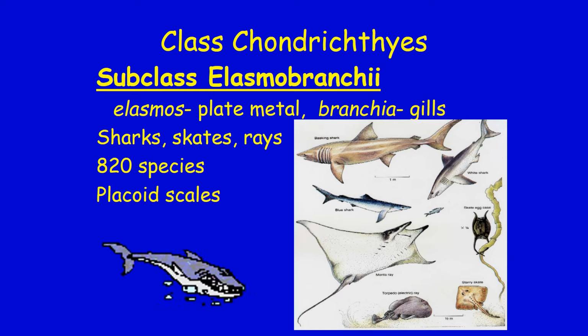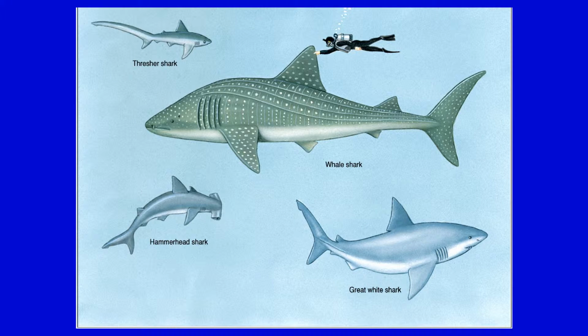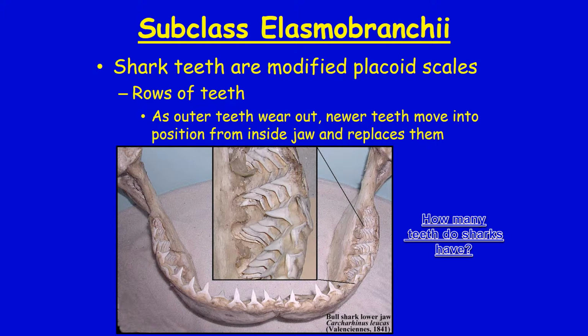Okay, then now we go into a further classification, subclass Elasmobranchii. Elasmo means plate or metal. Branchia refers to the gills. These are sharks, skates, and rays. There's about 820 species, and the plates they're talking about are the placoid scales. And here's a skeleton with shark teeth, and they are modified placoid scales, like I said before, and they grow in rows. As the outer teeth wear out, the new teeth move into position from the inside of the jaw and replace them.